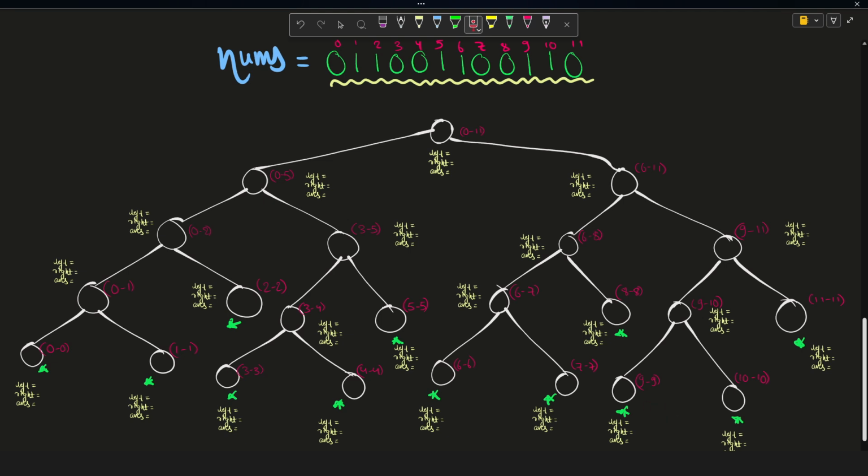So now let us start understanding how this segment tree will be built, because what is the first step in any segment tree problem? It is nothing but the build, that is, how the segment tree will be built from the base to the top, right?